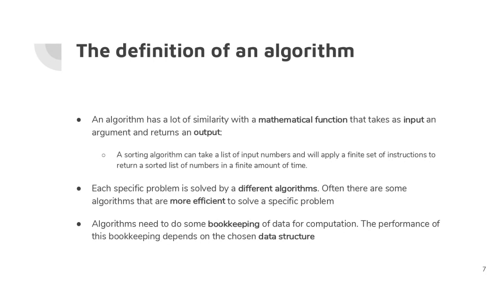Finally, algorithms need to do some bookkeeping of the data. So the algorithms have a number of variables, and you want to do some kind of bookkeeping. And the performance of this bookkeeping depends on the chosen data structures. So each algorithm depends on certain data structures, and so those are also very essential.